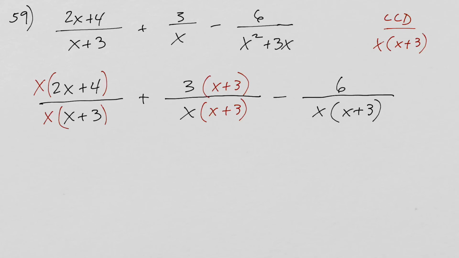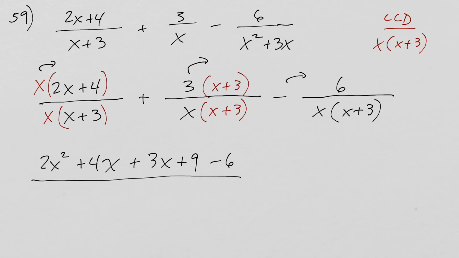So this first fraction is going to become, I'll distribute this, and I get 2x squared plus 4x. I'll distribute the 3, and I'll get plus 3x plus 9. And then I have the minus 6 all over this denominator. When I combine like terms, my 2x squared is just sitting there. 4x and 3x becomes 7x. And positive 9 minus 6 is a positive 3.